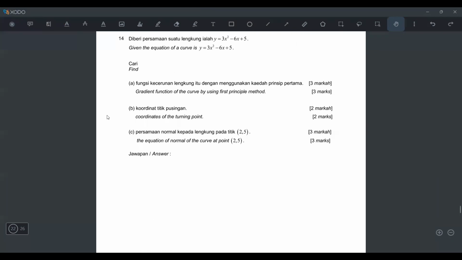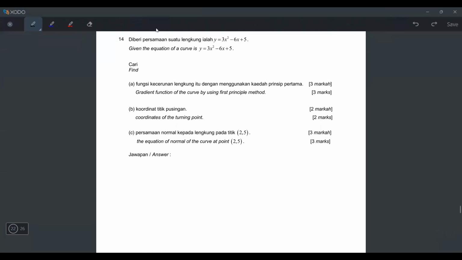Remember, we are doing section B. It means in the exam you only choose from 13, 14, 15, you only choose 2 questions. Okay, but I will do all of it. Okay, 14, the given equation of the curve is this. I think this is differentiation. New question. Okay, so question A, find the GF, gradient function.